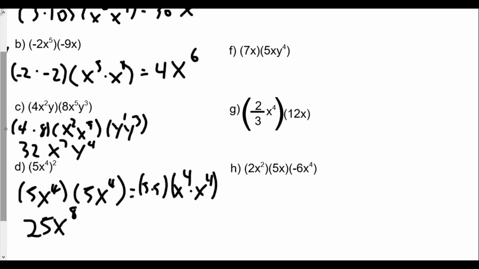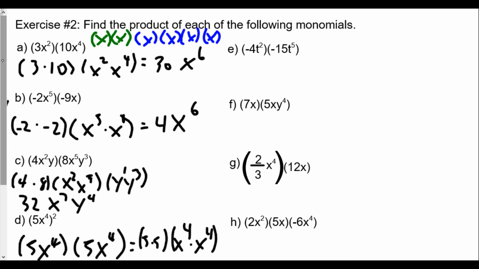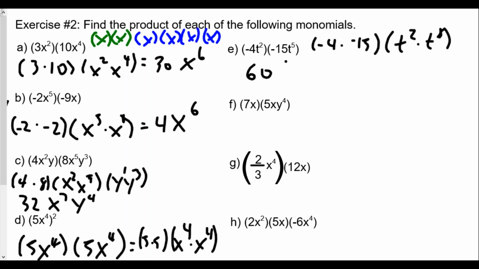Okay, letter E. So here, again, negative 4 times negative 15, and then t squared. Oops, I wrote it differently, so let me rewrite again. I'm going to write as I'm always writing it. So negative 4 times negative 15, and then t squared times t to the fifth. And so we're going to get, in this case, 60, and t squared times t to the fifth is t to the seventh power.